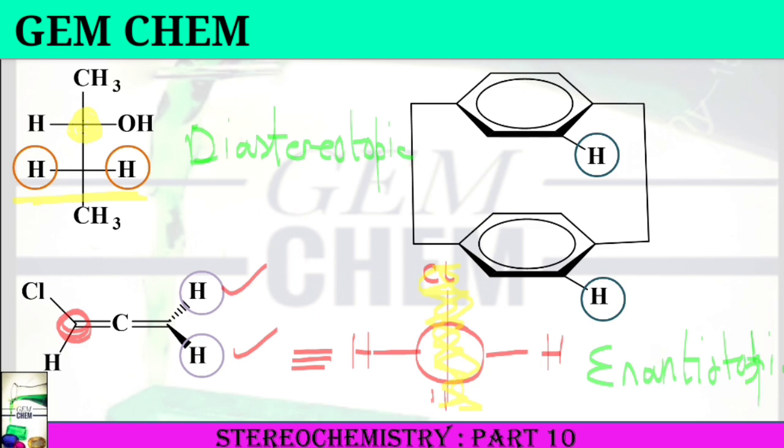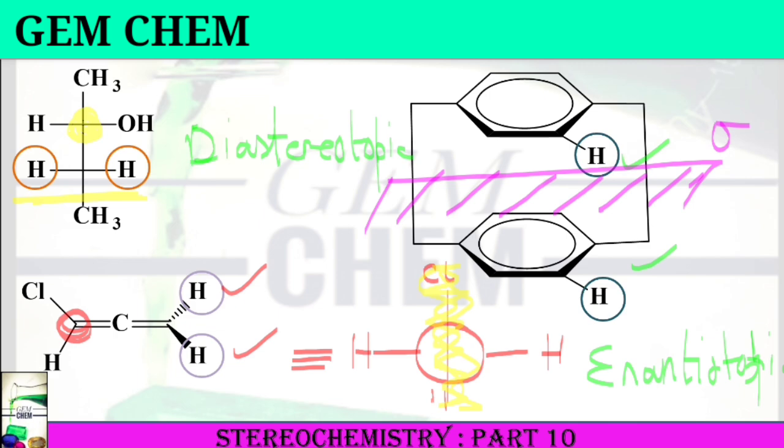Now the last in this case is these 2 hydrogens present. So if you consider these two hydrogens, there is a plane of symmetry here. So this plane of symmetry is your sigma. As a result, these two hydrogens will also be enantiotopic.